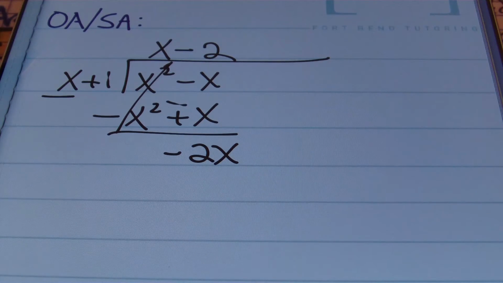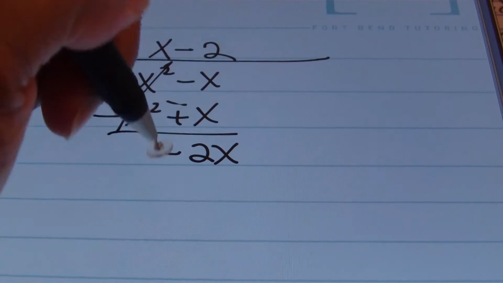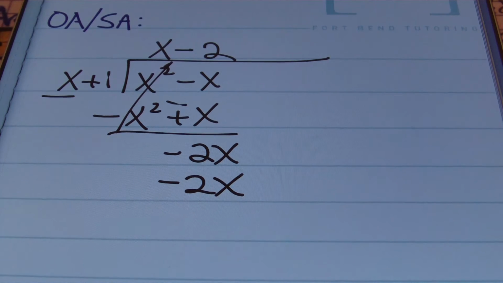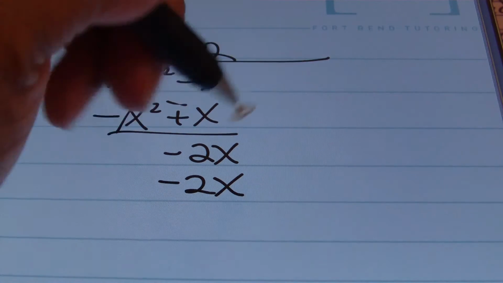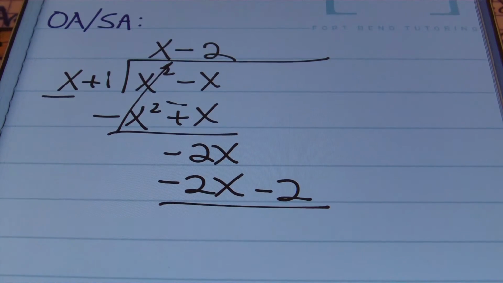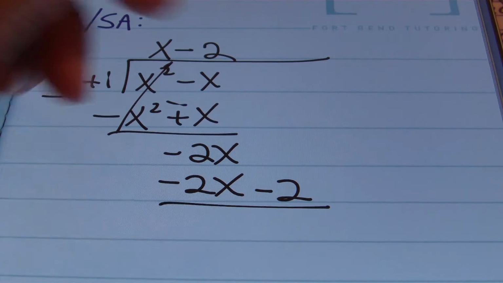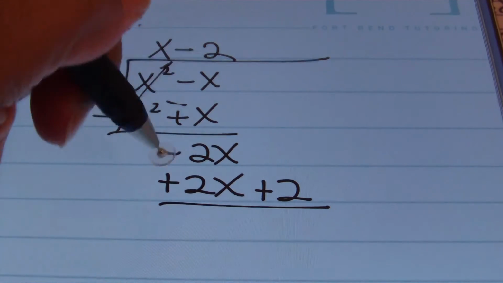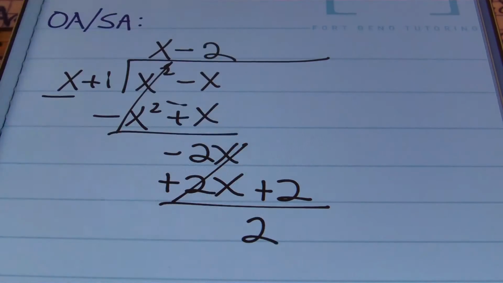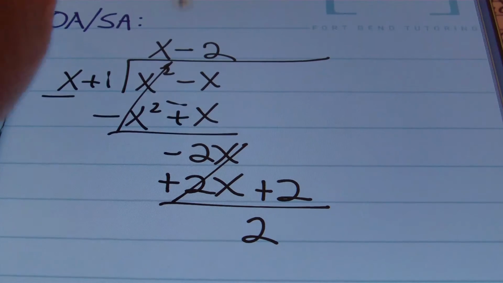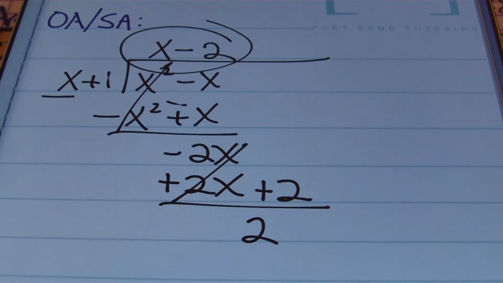So let's go ahead and multiply this out, right? So negative 2 times x is negative 2x. That's what we wanted, right? And then negative 2 times 1 is negative 2. And then you need to change the signs. So this becomes a positive, that becomes a positive, your 2x's cancel out, and you have a remainder of 2 that will be ignored. Because what we were looking for was this right here, the x minus 2.